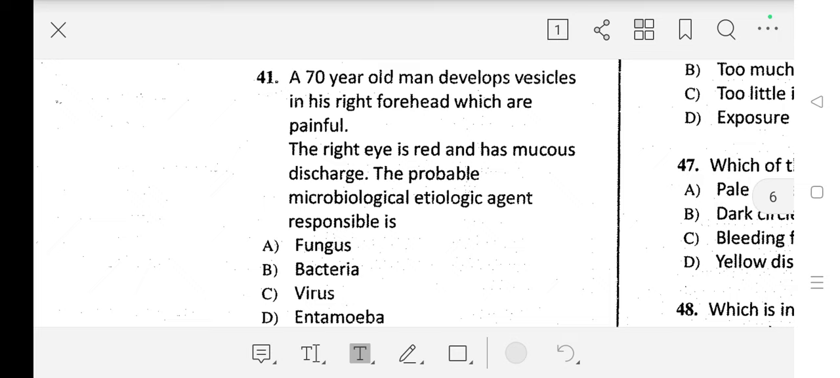Question number 41. A 70-year-old man develops vesicles on his right forehead which are painful. The right eye is red and has mucus discharge. The probable microbiological etiological agent responsible is: A. part fungus, B. part bacteria, C. part virus, D. part amoeba. So our right answer is C, part virus.